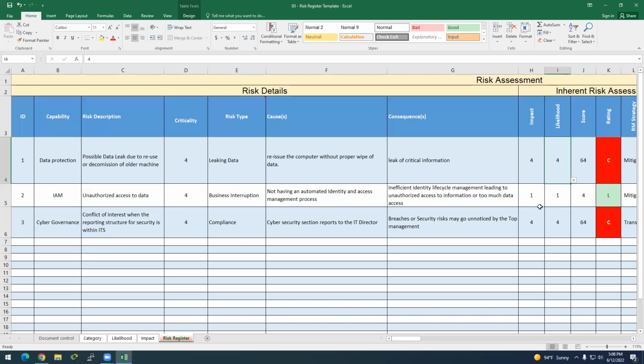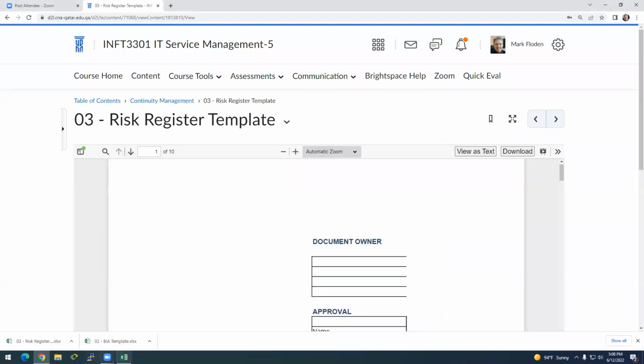Once we measure it, we can look at what we would do to reduce that risk and how much money we would put in that way, etc. So that's enough on that spreadsheet.